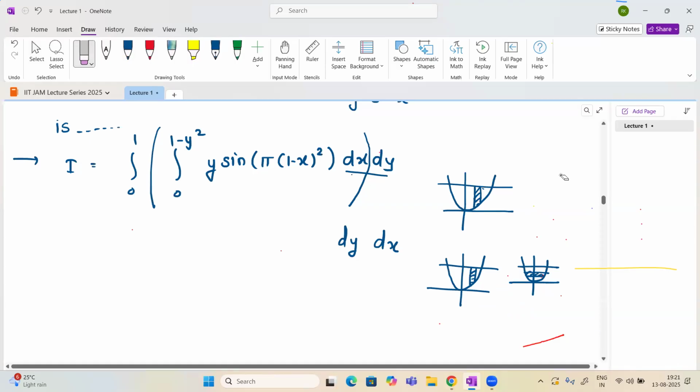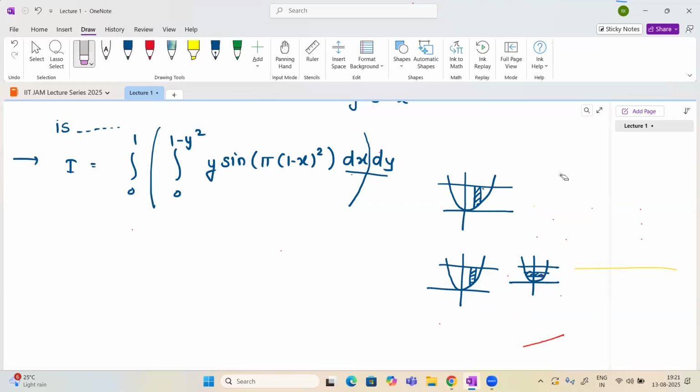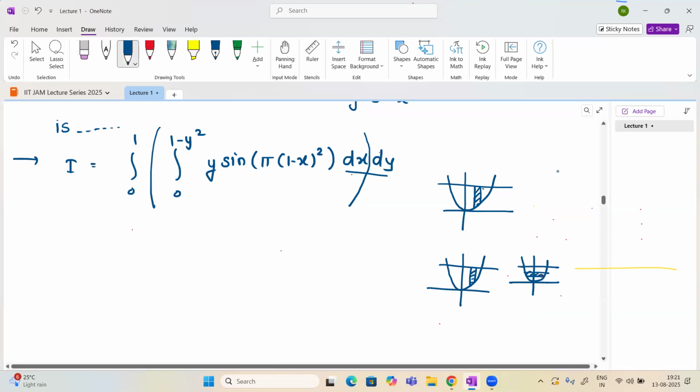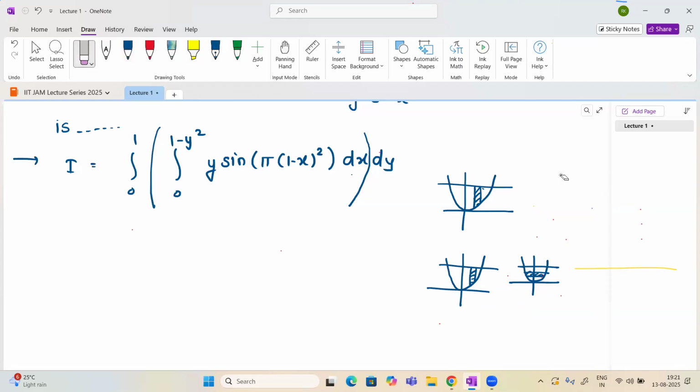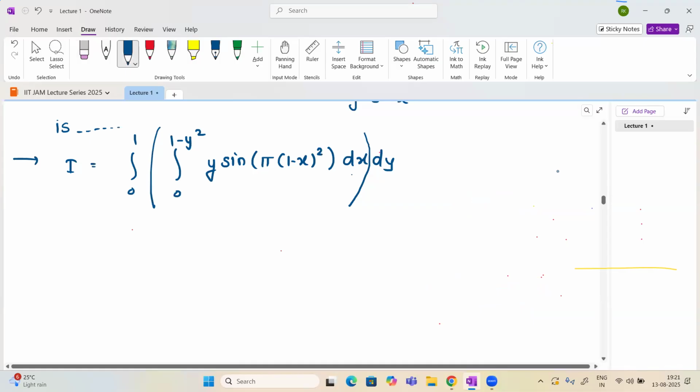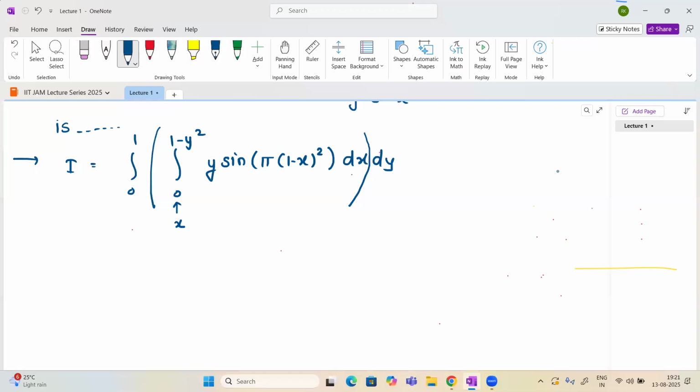Yes, sir, got it. Okay. So let us talk about this and find the region first. In the problem, they have directly mentioned that the inner integration is with respect to x. That means these are the limits of x. Since the inner integration is with respect to x and the outer with respect to y, the limits look like a unit circle.